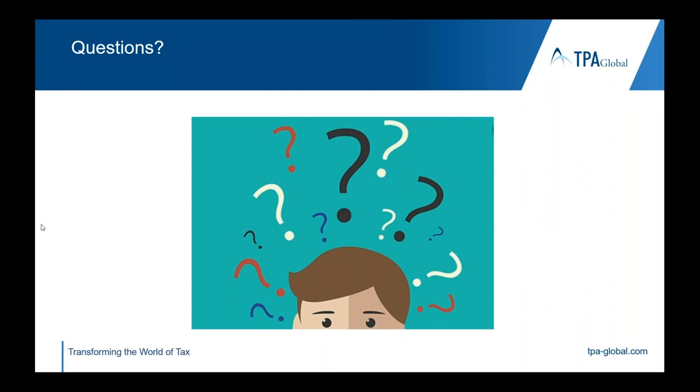The question says, if an intercompany loan agreement stipulates variable interest rates, for example, interest rates change yearly under the group intercompany interest rate policy, would this be reportable under DAC-6? So the question is asking about a variable interest rate.